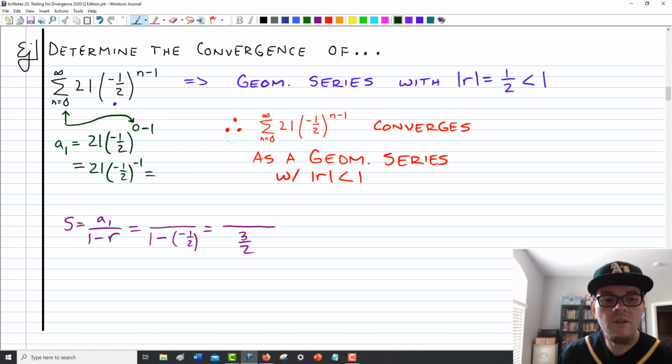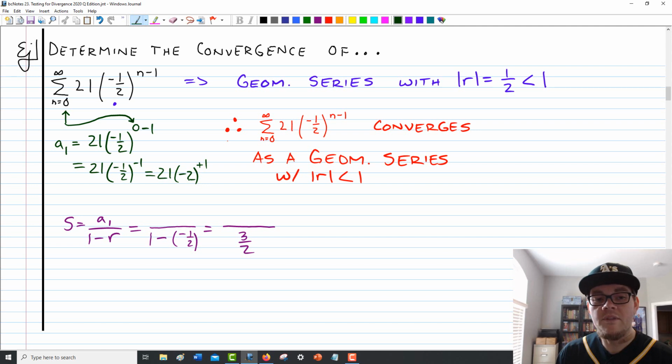So, or to take the reciprocal of the value. So this will actually be 21 times negative 2 to the positive 1 power. And of course, 21 times negative 2 to the first power is going to be negative 42. So, the problem as I wrote it turns out the first term is actually negative 42 in this case. It was a little obscured by the way it was written. But now that we have it, we can finish off the problem pretty easily.